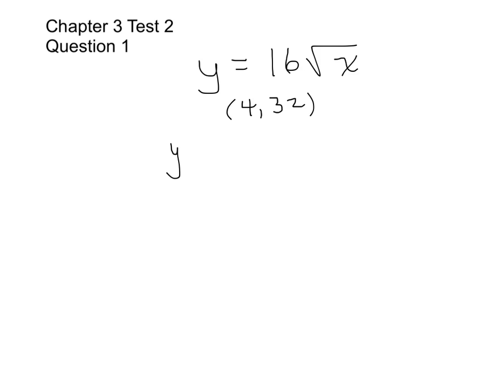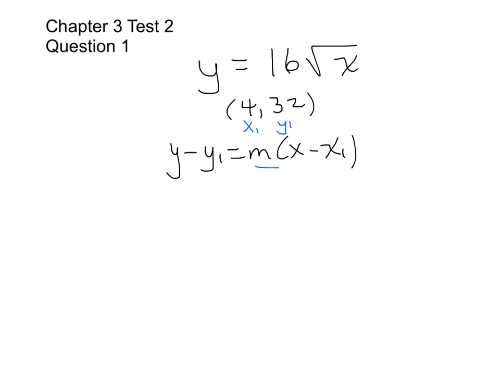All right, this first question asks us to find an equation for the tangent to the curve at a given point. We have y equals 16 square root of x, and our point is (4, 32). So I know if I want to find an equation of the tangent, then I'm going to need y minus y1 equals m times x minus x1, where I already have my x1 and y1.